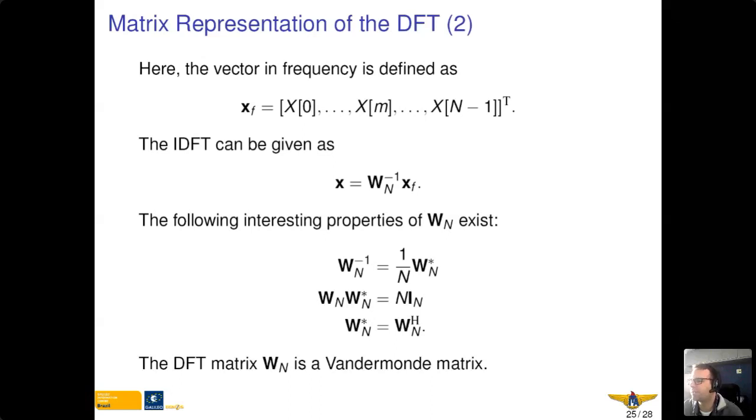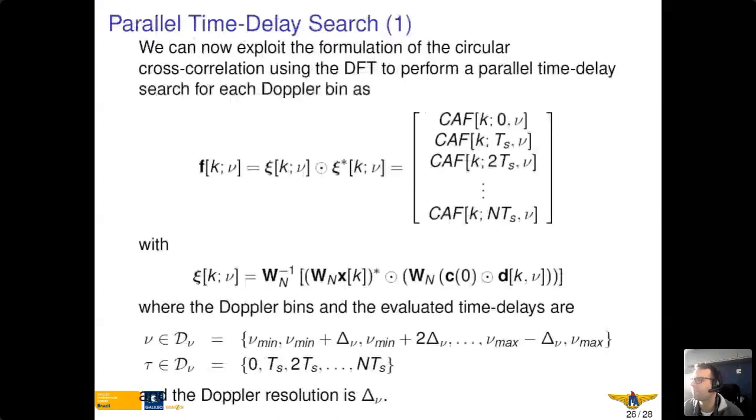The DFT matrix Wn is a Vandermonde matrix on top of that. So you have a lot of nice properties, but they're not so important for our course here. But the DFT matrix has nice properties. Yeah, how can we apply this now?